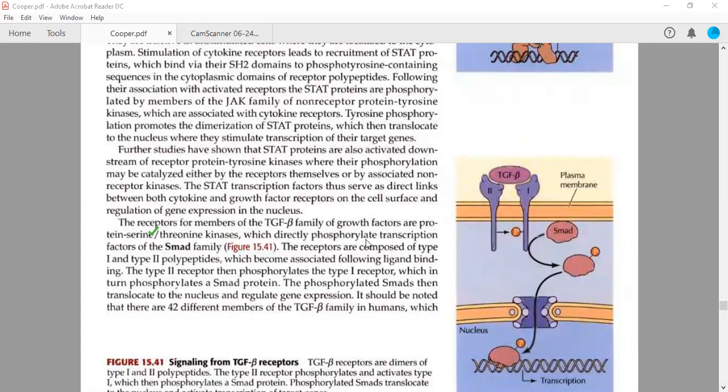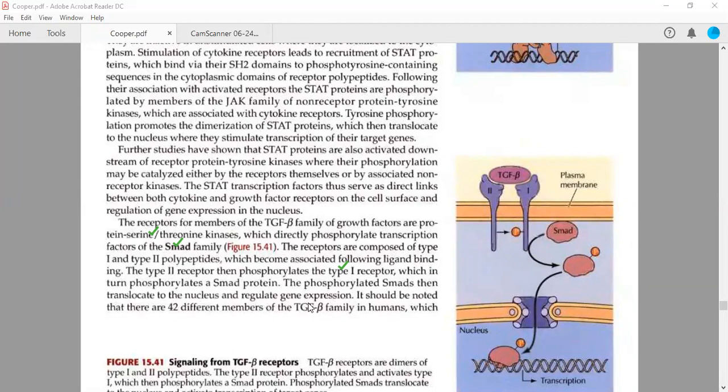So they are directly phosphorylating these transcription factors, and these are called the SMAD family. Okay, so the receptors are composed of two types of polypeptides. One is called type 1 and the other type 2. They form a heterodimer. Type 2 receptor then phosphorylates type 1, and type 1 will phosphorylate the SMAD protein. Now the phosphorylated SMAD is translocated into the nucleus, and they will regulate the gene expression directly. So this is also a very simple kind of cell signaling.